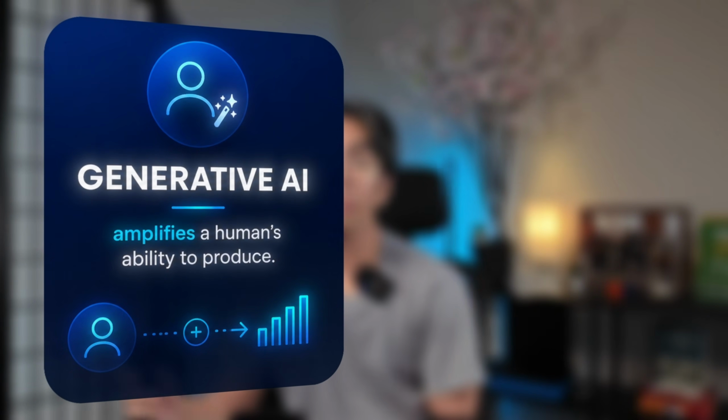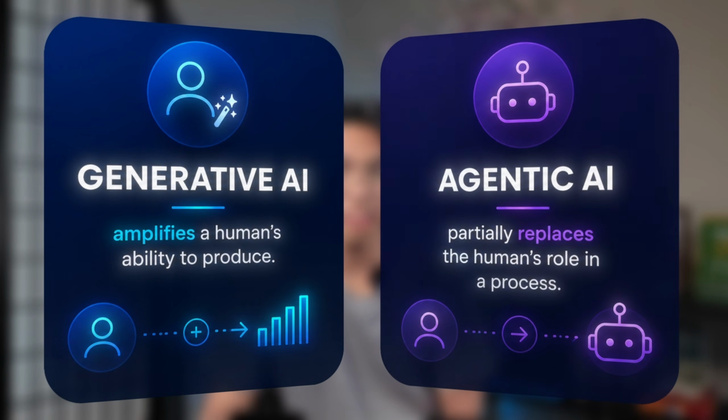Here's the one-liner I want you to remember. Generative AI amplifies humans' ability to produce. Agentic AI partially replaces the human's role in a process. That second claim is so much bigger than the first, and because it's bigger, it demands much higher standards for reliability, for safety, for auditability. The best agentic teams internalize that from day one.